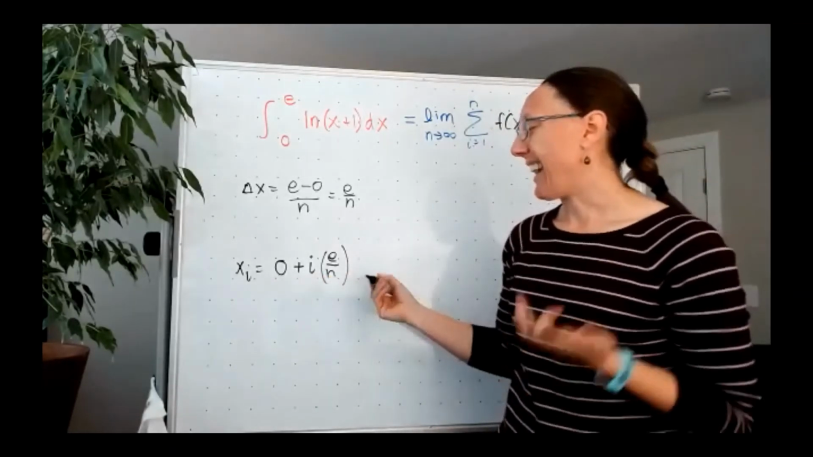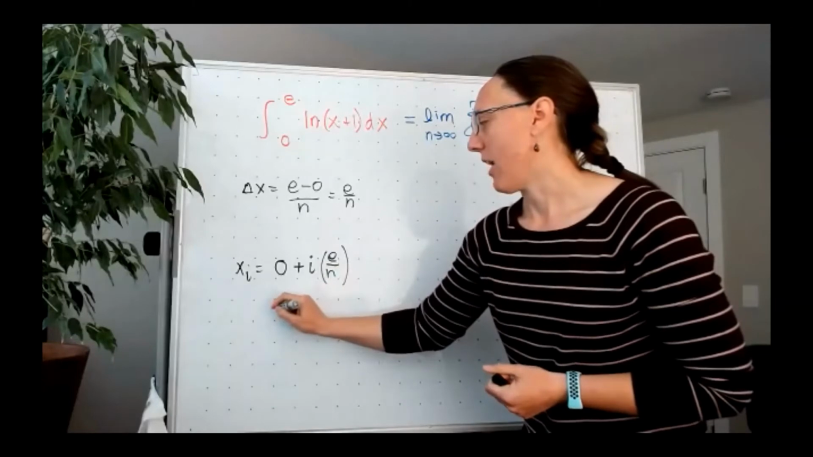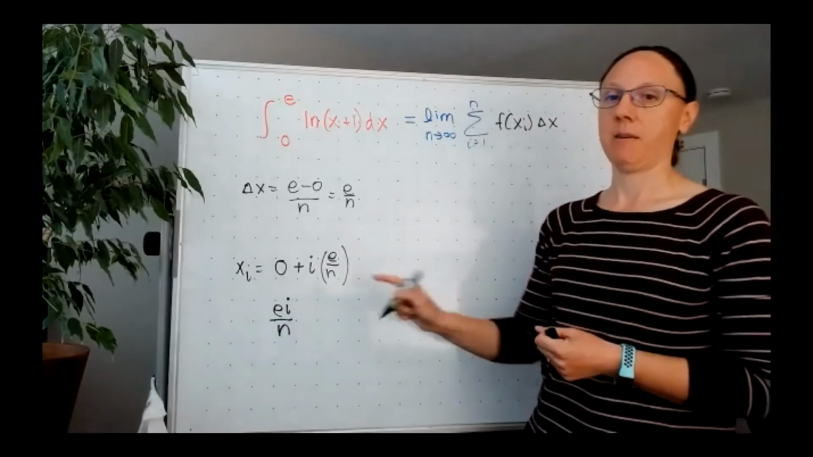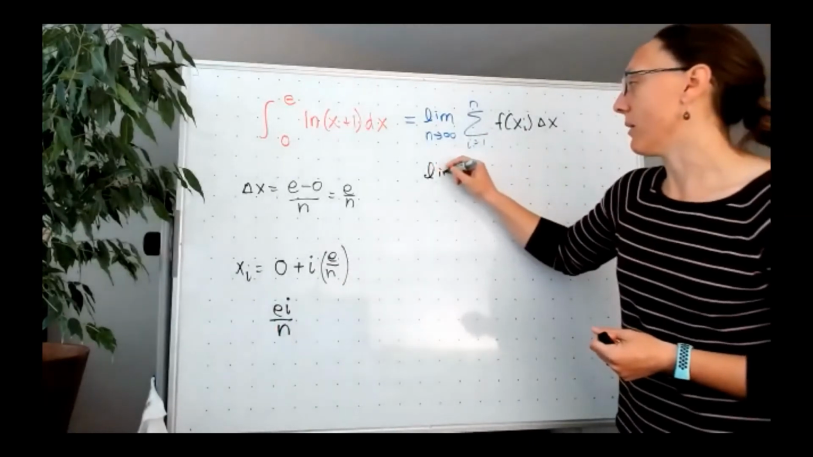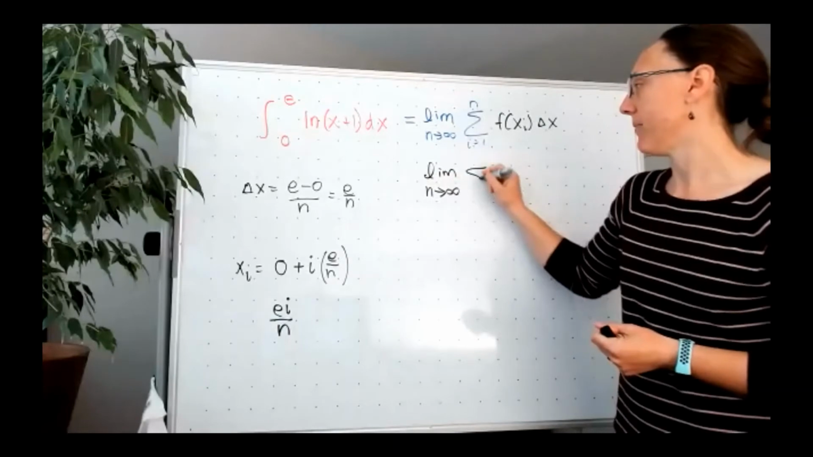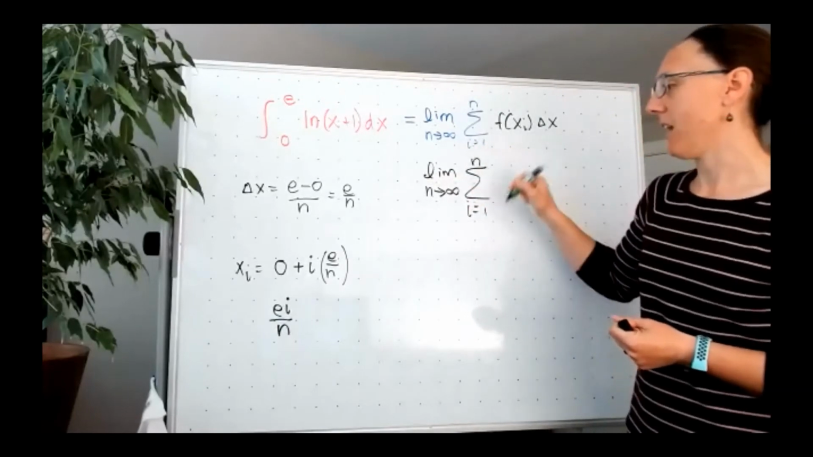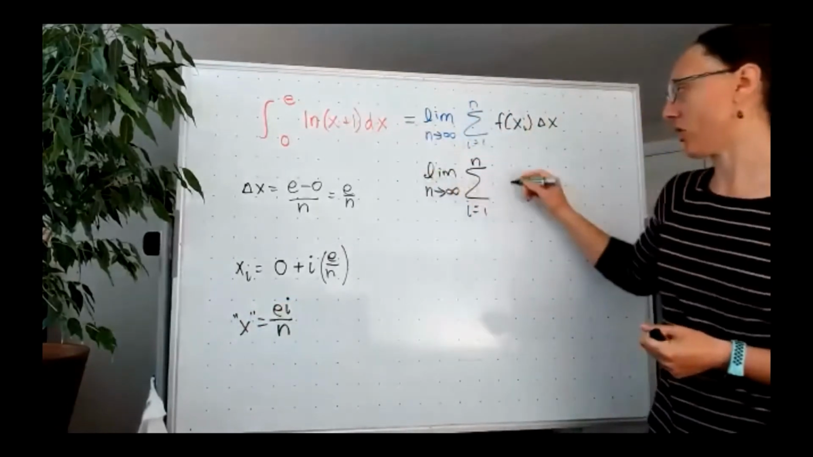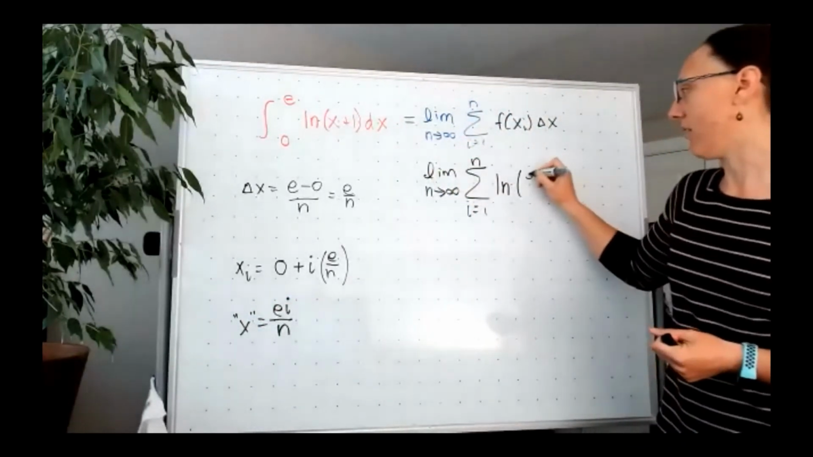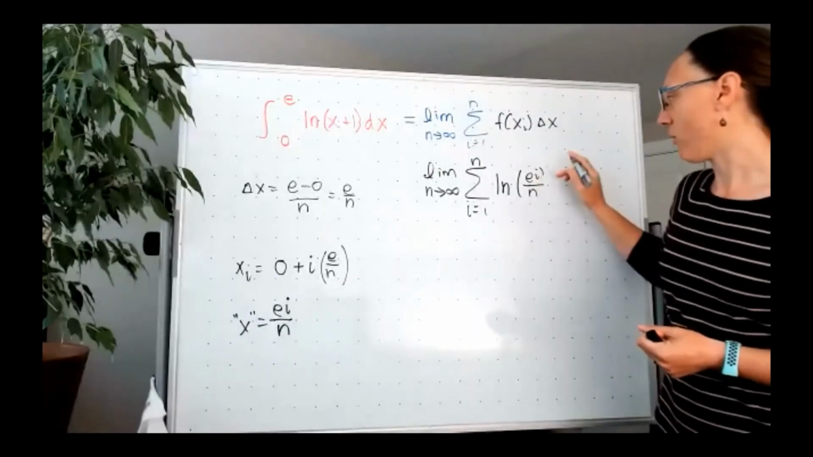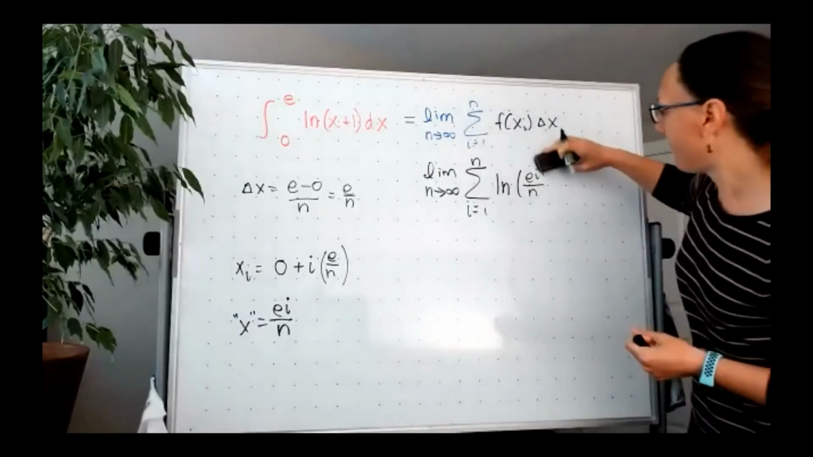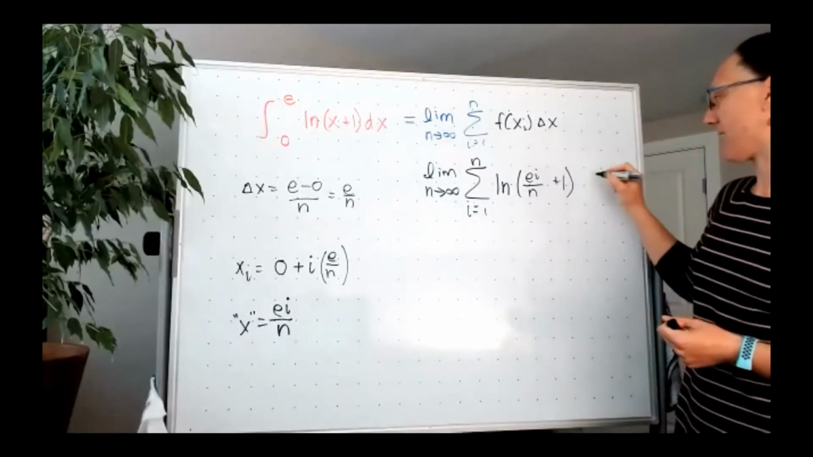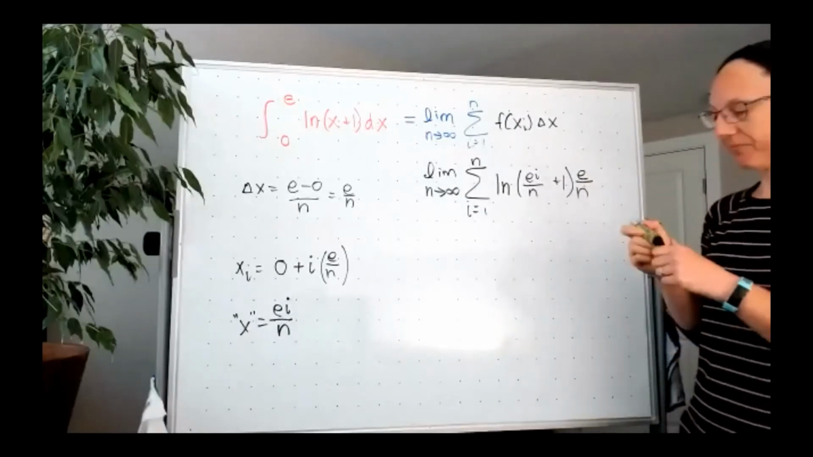So here's my x sub i, and I'm going to simplify that and say that's ei over n, and plug it in here. So I'd have the limit as n approaches infinity, my sum from i equals 1 to n. This is my x value that I'm plugging into the function. So I'd have natural log of ei over n. Oops, I almost lost my plus 1. Plus 1, and then times my delta x of e over n.